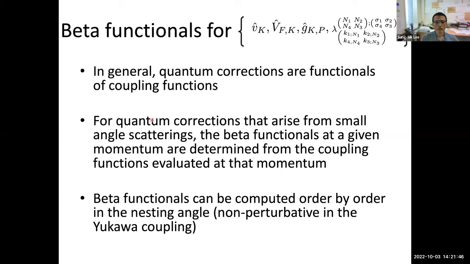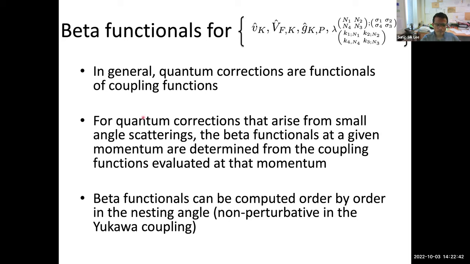So mathematically, that can be answered by computing the beta functional for these coupling functions: the V_k, the shape function, v_F, the Fermi velocity function, and V_kp, this Yukawa coupling function, and the four-fermion coupling function. In general, the quantum corrections are functionals of coupling functions, so that in general can make things very complicated. In other words, if you want to know the flow of the coupling function at momentum k, in general it may depend on couplings at different momenta. It's a function of functions.